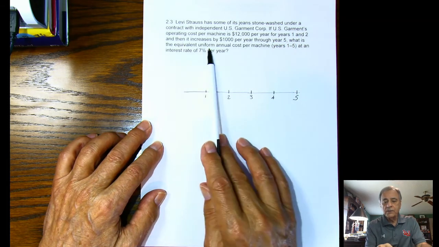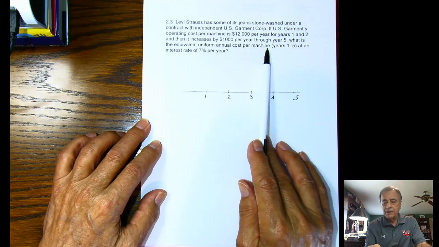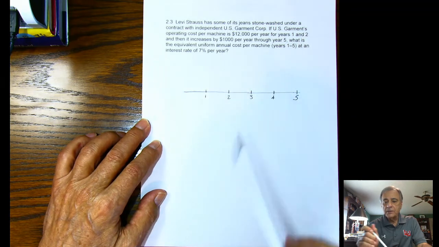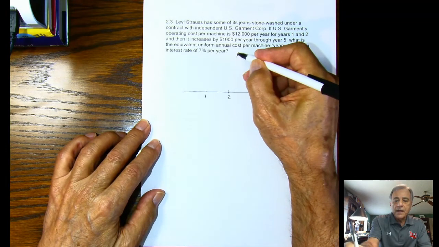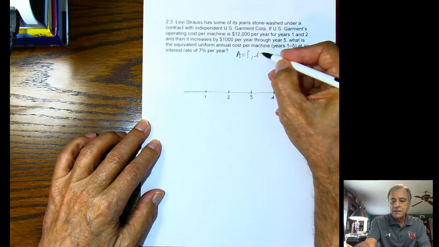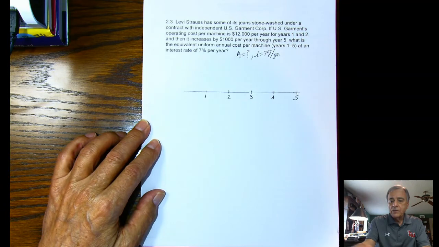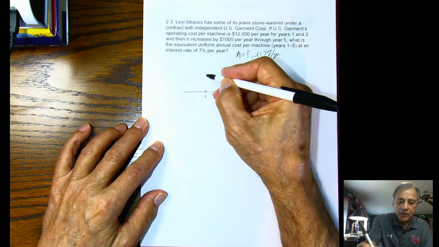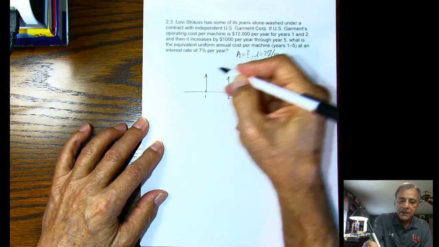What is the equivalent uniform annual cost per machine, years 1 through 5, at an interest rate of 7% per year? So A equals question mark. That's what we're looking for. We know i is 7% per year. And we're given a cash flow. Let's draw that cash flow up. That's $12,000 the first year. And it turns out it's $12,000 the second year.